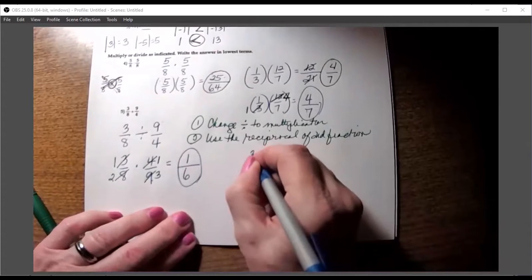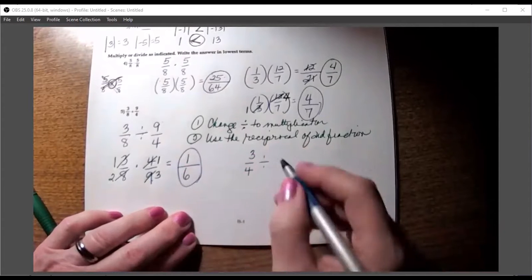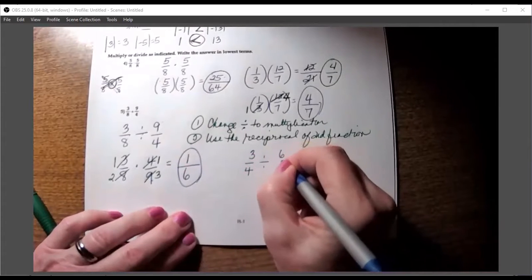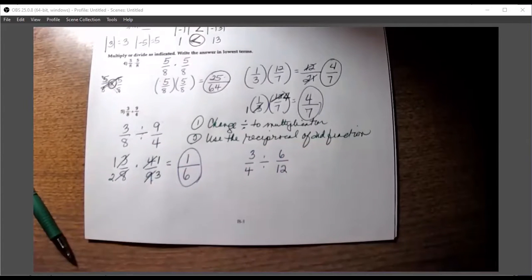So why don't you try this? What is 3/4 divided by 6/12? You try 3/4 divided by 6/12.